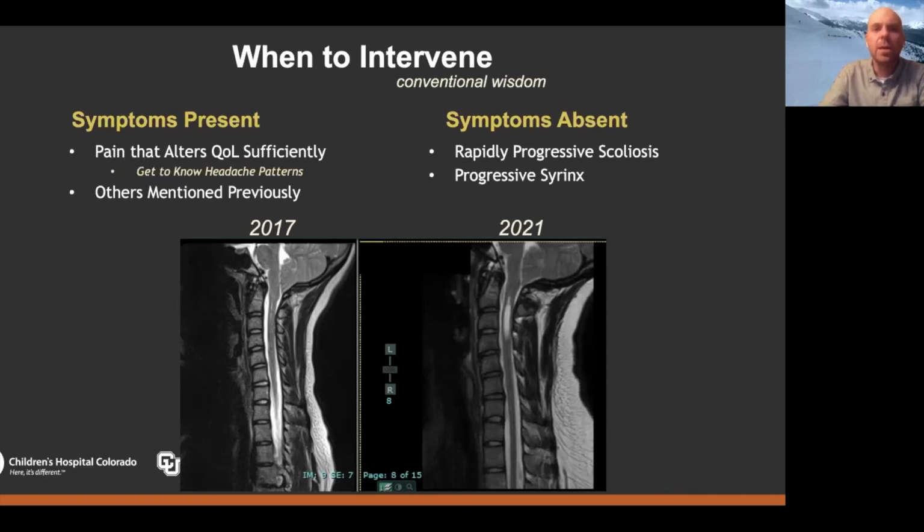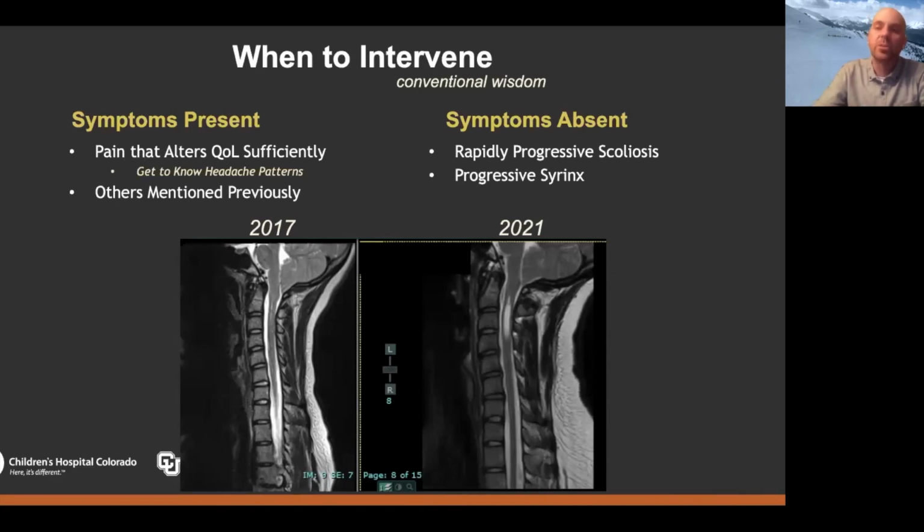And I also mentioned before some of the other symptoms. So myelopathy, central sleep apnea, things of that nature are clearly symptoms that can be related to the Chiari and that can be either halted or reversed if you do surgery to decompress the Chiari. So those patients very often will merit an operative intervention.